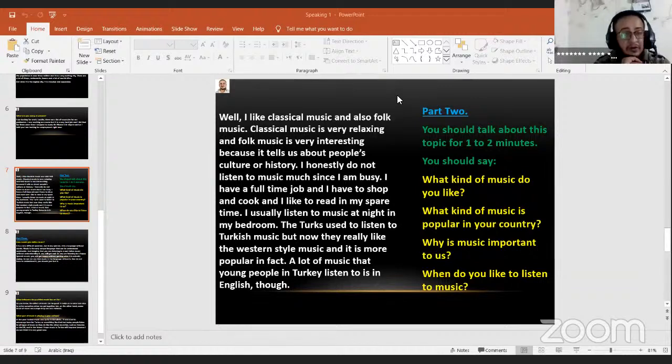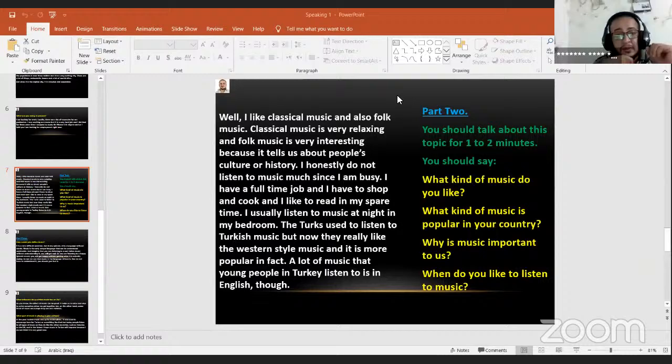The Turks used to listen to Turkish music, but now they really like Western style music and it's more popular. In fact, a lot of the music that young people in Turkey listen to is in English, though. Okay, I want you to focus on some points here. Firstly, I answered all the questions, explaining them. This is number one. Number two, I had a chance to use a different tense and I did.